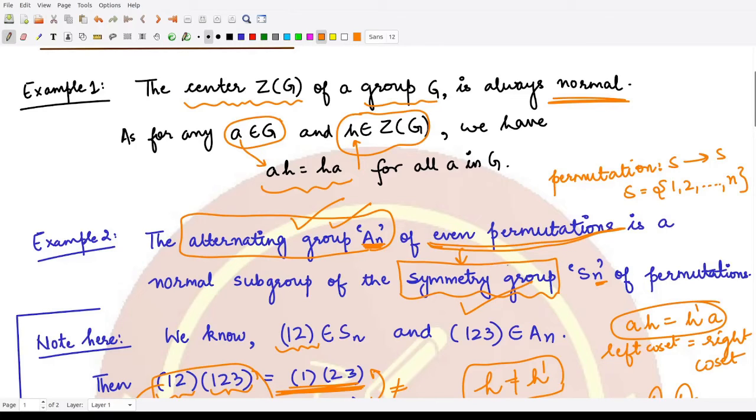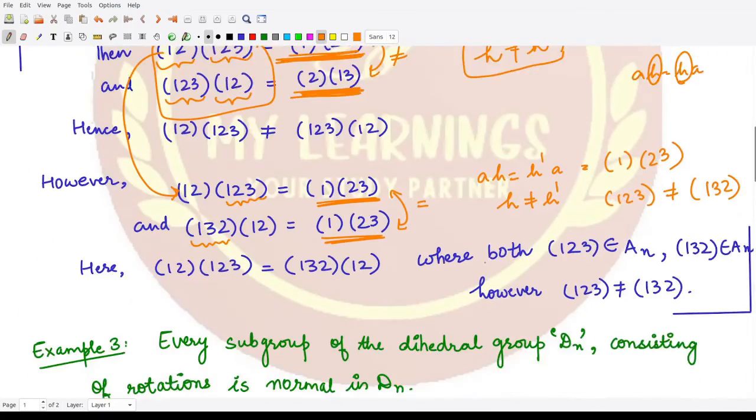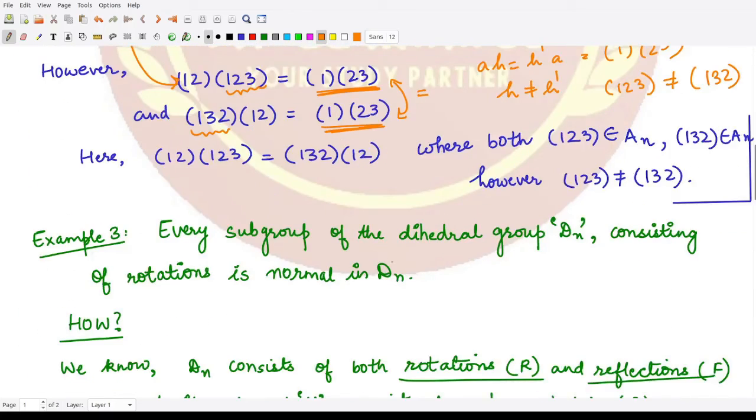Let's now move on to our next example, example number 3. Here let's take the group as the dihedral group. Now if you remember, the dihedral group is the symmetry group of a polygon having n sides. You know what the members of this group are? They are rotations and reflections, right?